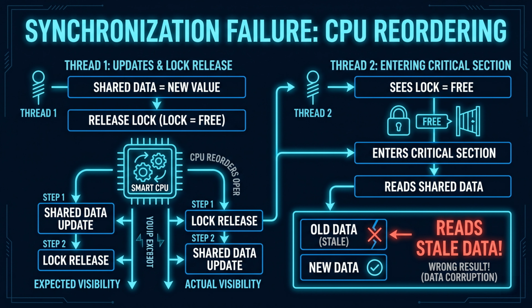Imagine one thread updates shared data and then releases a lock. You would expect other threads to see the new data after the lock becomes free. But a smart CPU might reorder operations so the lock release becomes visible first, while the actual data update is still delayed. Another thread sees the lock as free, enters the critical section, and reads stale data. Everything looks correct in code, but the result is wrong in practice. This is one reason synchronization can be tricky on modern hardware.